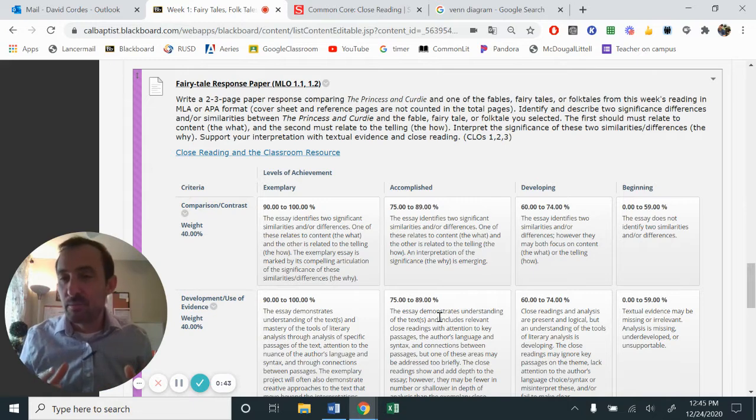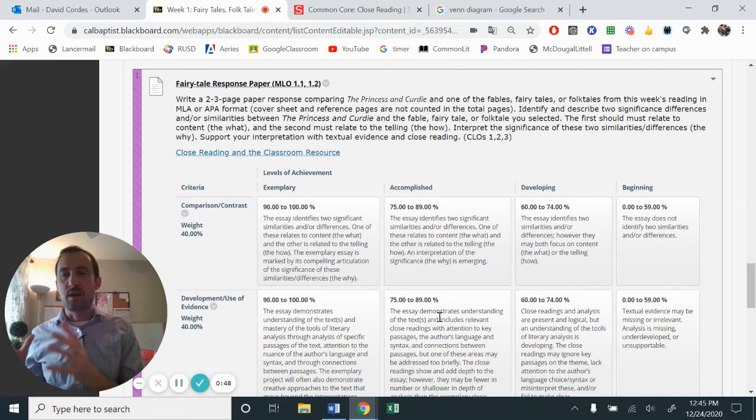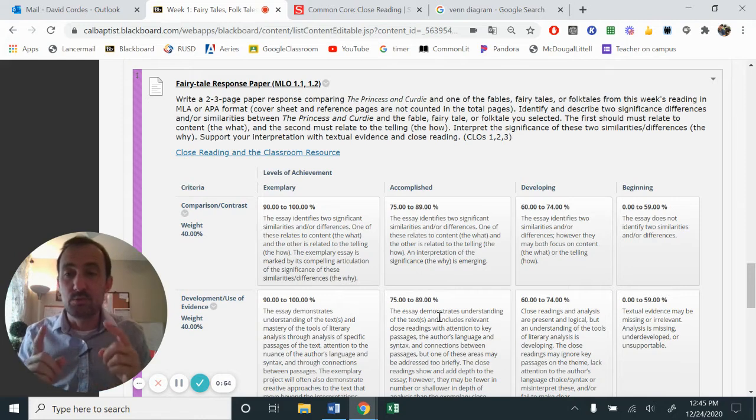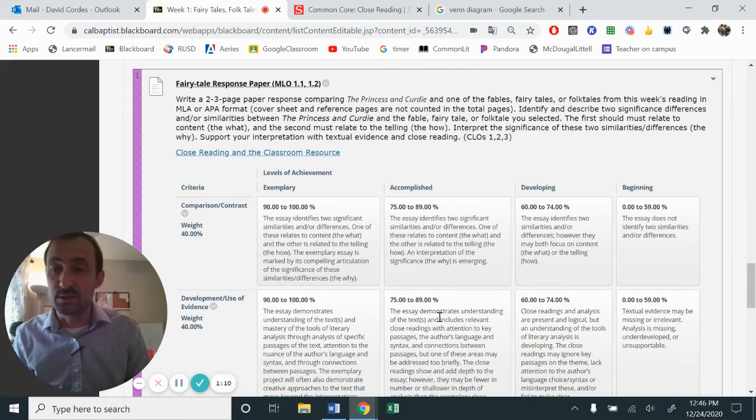I love this paper. I love this assignment simply because it's interesting to see what each student comes up with. You become the scholar as you read through the stories and begin to notice patterns, begin to notice literary elements that match up. So this is always fun for me as an instructor to see what my students bring to the table as far as children's literature is concerned.